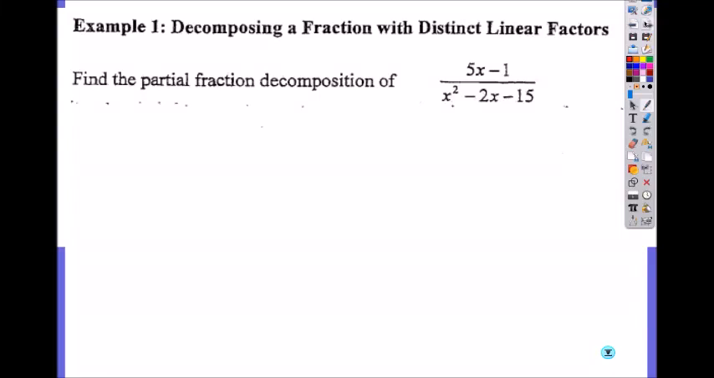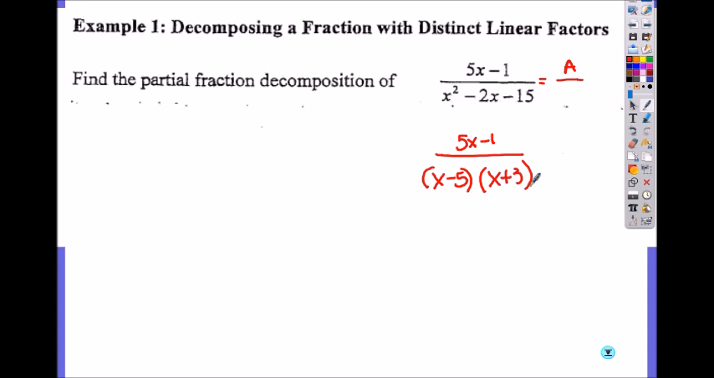Find the partial fraction decomposition of 5x minus 1 over x squared minus 2x minus 15. We are trying to make this equal to A over one of the factors. So this is equal to what? 5x minus 1 over, when you factor the denominator, what do we get? It's x minus 5. What two numbers multiply to negative 15 and add to negative 2? And x plus 3.